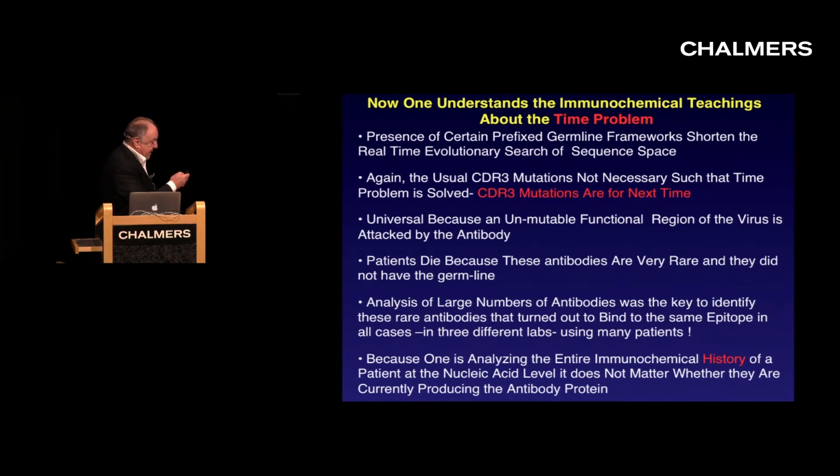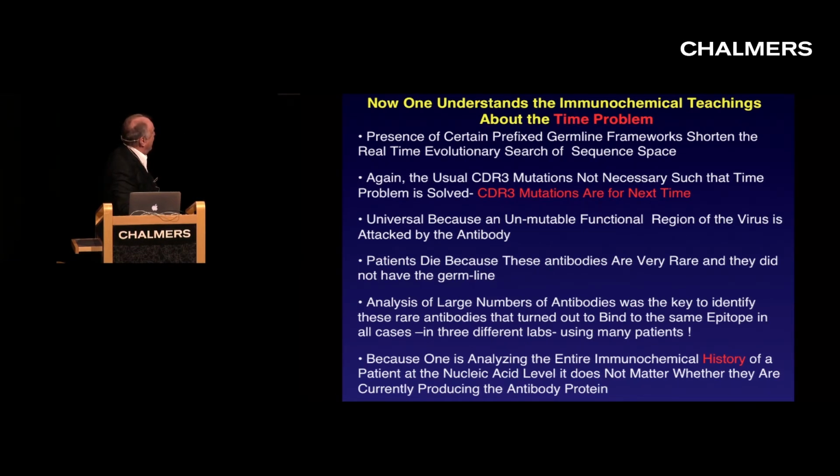So now we understand from the immunochemical teachings about the time problem. There is a presence of certain prefix germline frameworks that shorten the real-time evolutionary search of sequence space. Mind you, we didn't search a large number of loops, right? But 2 positions, right? The usual CDR3 mutations, and that's why I spent a little time talking to you about the VDJ joining, is not necessary, solving the time problem.